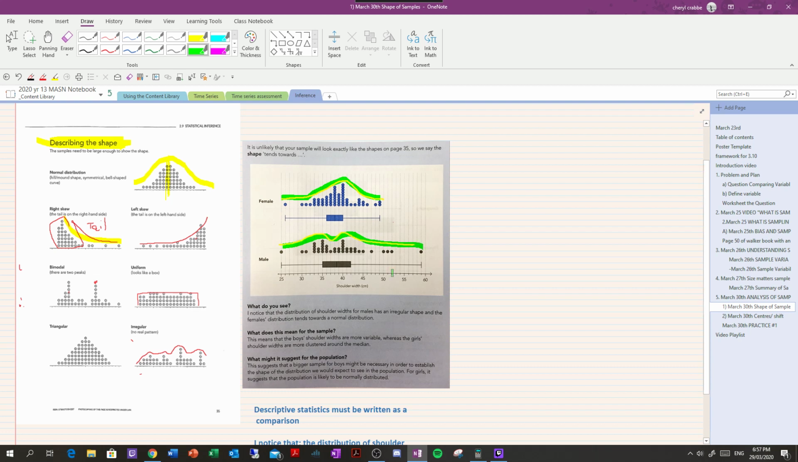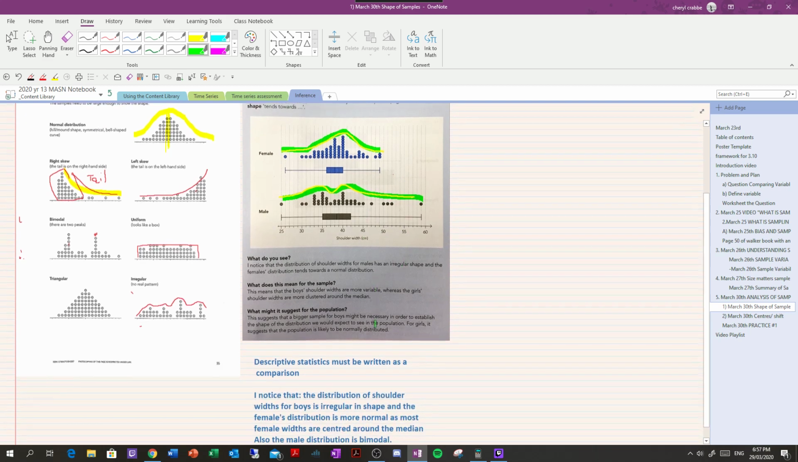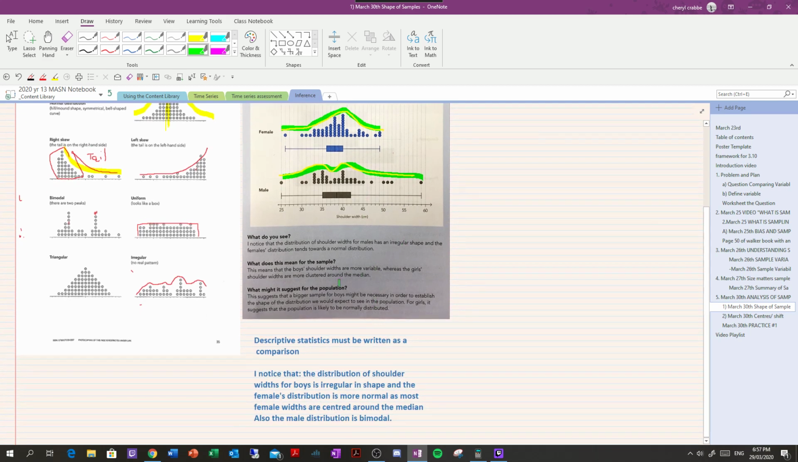So then you talk about it and you do it as a comparison. I've done this one up. There's a little bit in here already. Descriptive statistics must be written as a comparison. So I noticed that. And so if you're going to talk about shape, you've got to talk about how one compares to the other. So the distribution of shoulder width has got to be in context.